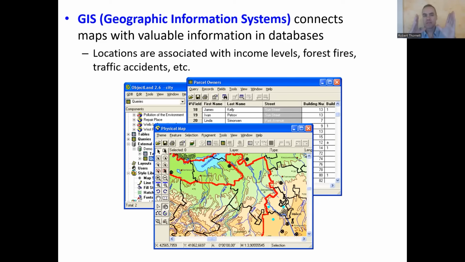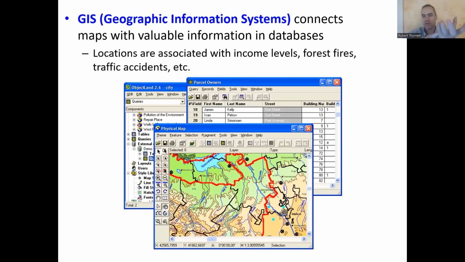Now let's look at a field that has been growing exponentially in the last several decades called Geographic Information Systems. And it's known as GIS. GIS is a field that is not just this or that. It's not just one thing. And let's just quickly clarify that it's not the same as GPS.